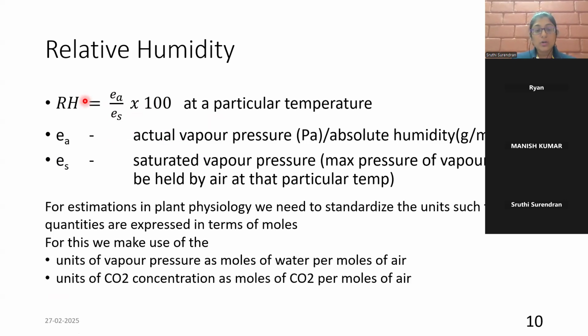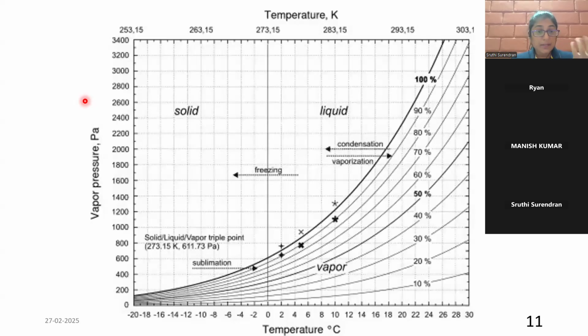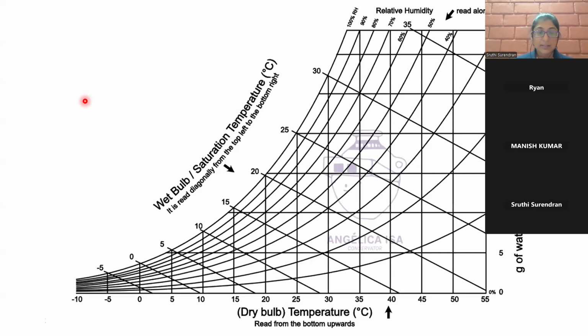In order to obtain the values of these at varying temperatures, we have some tools available, one of which is called the psychrometric chart. The psychrometric chart helps us estimate the actual vapor pressure, the saturated vapor pressure or absolute humidity, and the saturated levels of humidity, and the relative humidity at different temperatures. Using the formula RH is equal to actual by saturated into 100, we can get the values of the actual, saturated or relative humidity for a particular temperature.